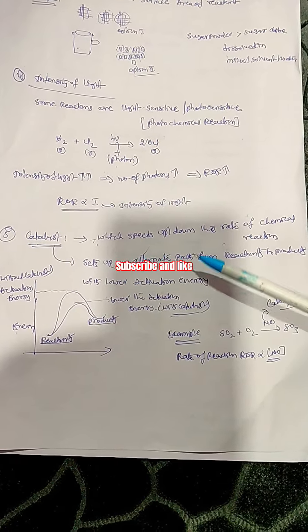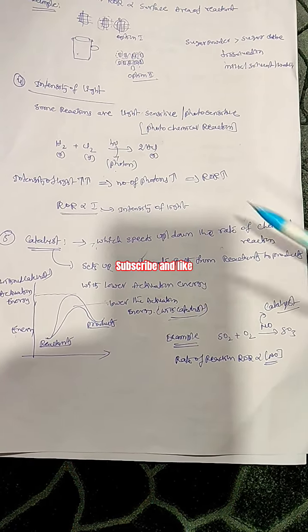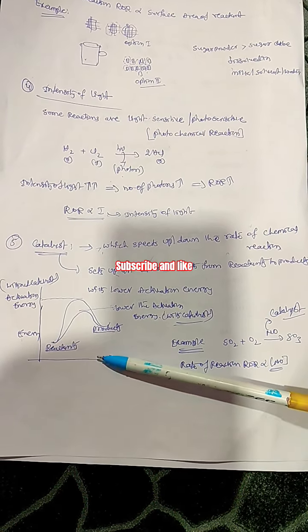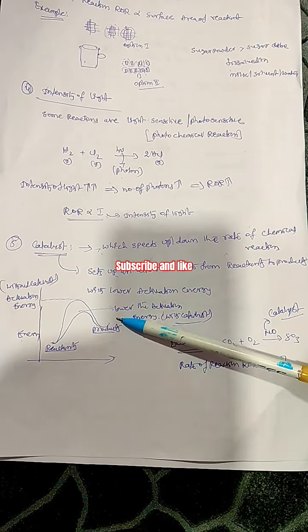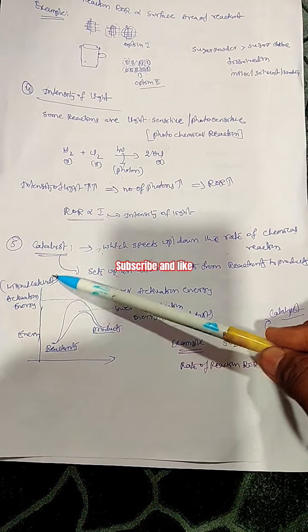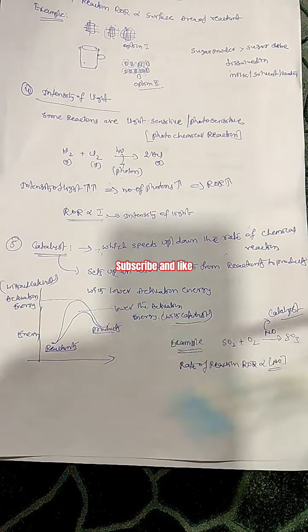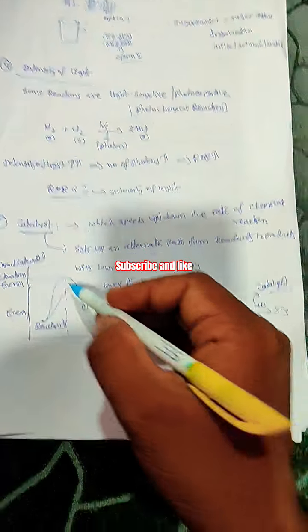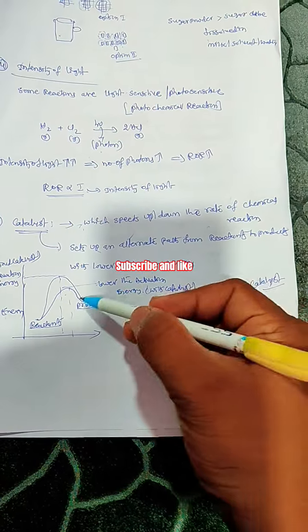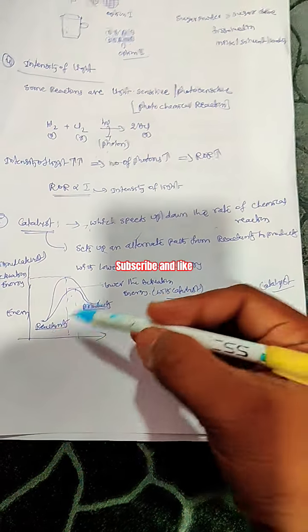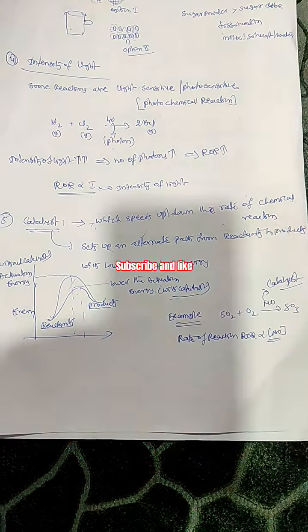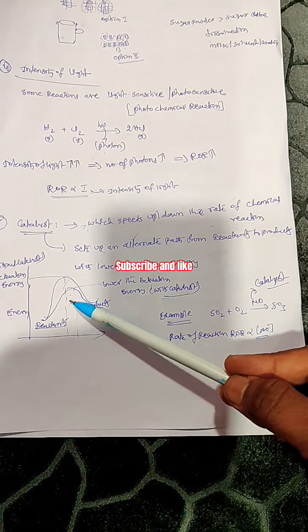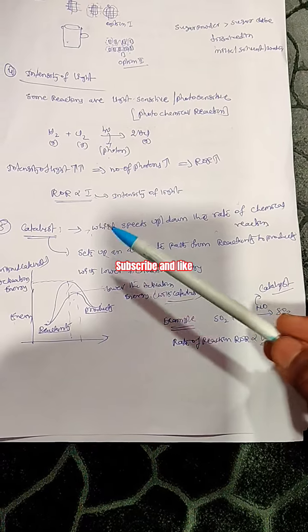It sets up an alternative path from reactants to products with lower activation energy. If you take this as energy with respect to progress of reaction, this is the reactants' energy and this is the products. Without catalyst, the activation energy is this one. But with the catalyst, the activation energy is lowered, which means it will proceed by another path, an alternate path, to form the products with lower activation energy. That is the role of the catalyst in the rate of chemical reactions.